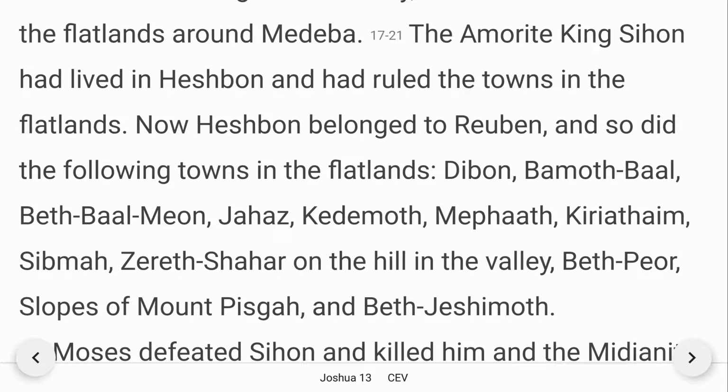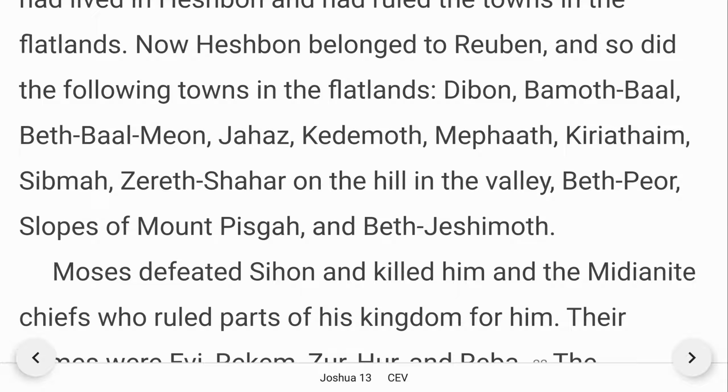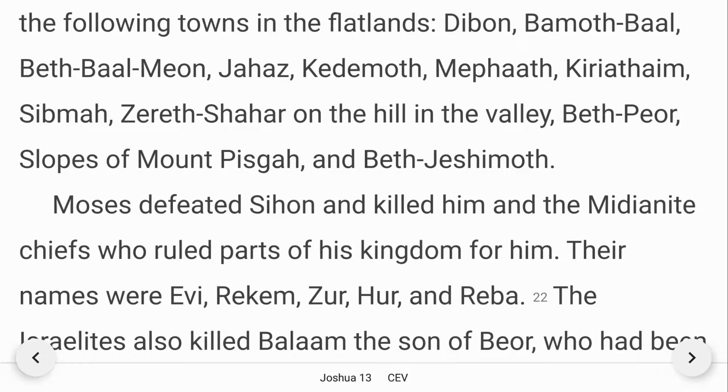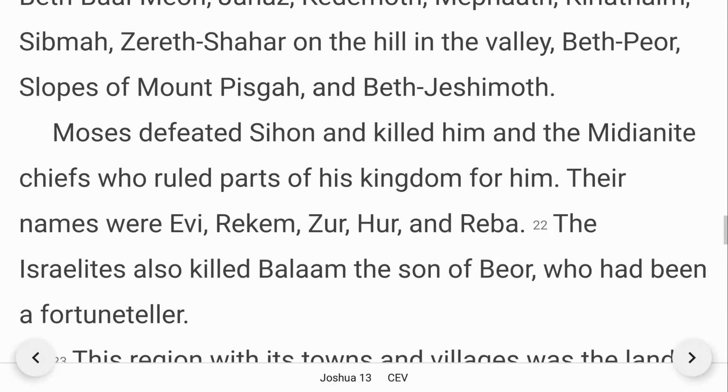Dibon, Bamoth-baal, Beth-baal-meon, Jahaz, Kedemoth, Mephaath, Kiriathaim, Sibmah, Zereth-shahar on the hill in the valley, Beth-peor, the slopes of Mount Pisgah, and Beth-jeshimoth. Moses defeated Sihon and killed him, and the Midianite chiefs who ruled part of his kingdom for him.